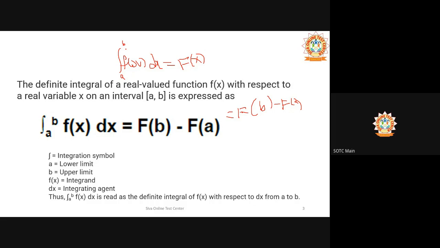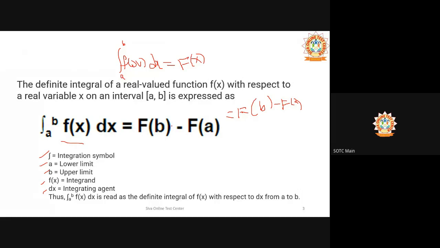Maybe it can be a negative number, 0, or a positive number, maybe they are also represented in radians like pi by 2, pi by 3, pi by 4, like that. If you see the terminology here, this is the integral symbol, a is called the lower limit and b is called the upper limit, and f of x is called the integrand, that which is going under this integration process. Then dx is the integrating agent, or we can say with respect to whatever we are doing, that is your dx. This f of x is a real valued function, and at limit a comma b, or a to b, it is defined as F of b minus F of a.